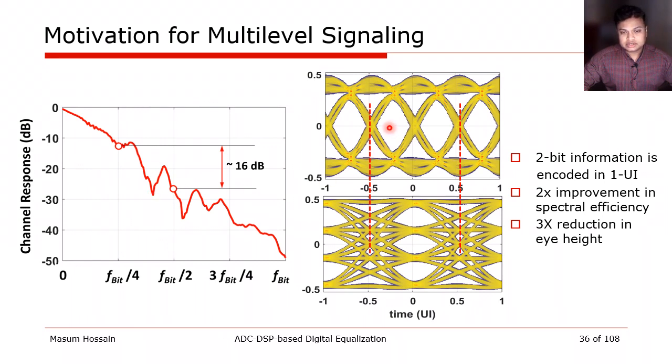Instead, we can take this 2-bit information of 2 UI and map them to 4 levels. In this case, I widen the UI. That means I can stay within the less lossy part of the channel.